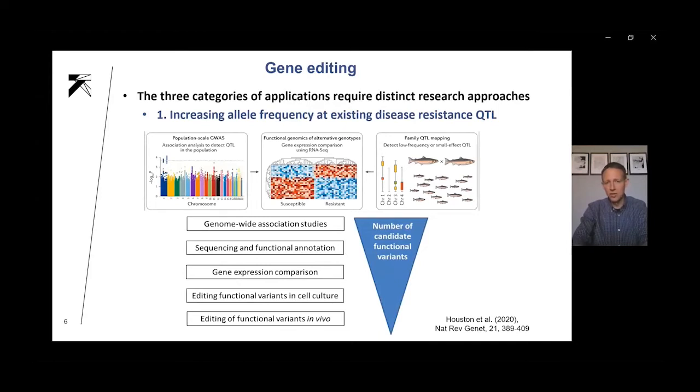Here it would start with a genome-wide association study, identifying regions of the genome associated with a disease resistance trait. This could include family-based QTL mapping, and then focus on functional genomics and cross-referencing differential expression, for example, between resistant and susceptible animals with QTL to try and shortlist, using this sort of funnel approach, from a very large list of candidates down to a smaller list of candidates, which can then be tested using gene editing in cell culture and ultimately gene editing in vivo compared to unedited wild type, for example, full sibling controls.